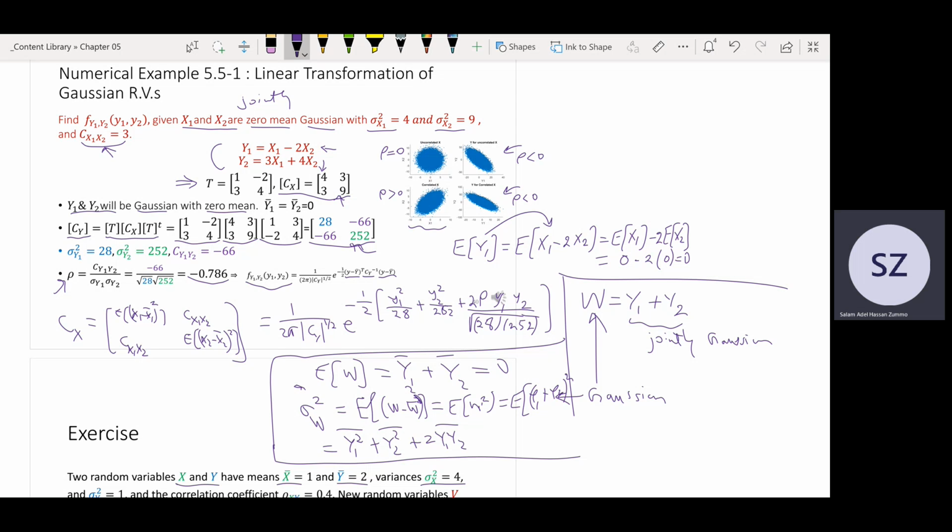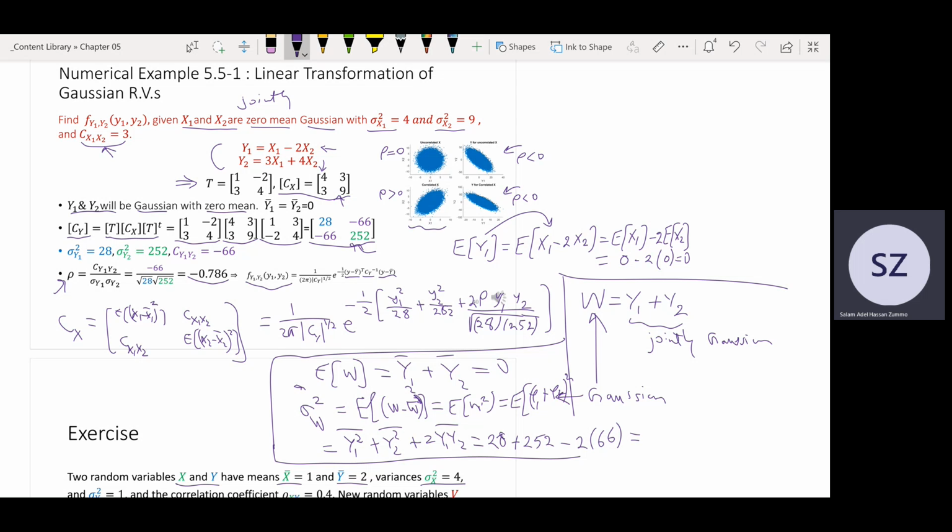Correlation is the covariance plus the product of the two means, right? But what are the means? Zeros, right? So the correlation equals minus 66. So we have here the variance of Y1, which we found before, 28. We have the variance of Y2, which is 252. And we have the correlation, which is minus 2 multiplied by 66. You can write this and you will find the number.